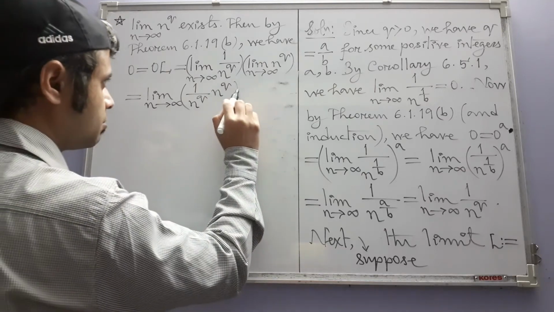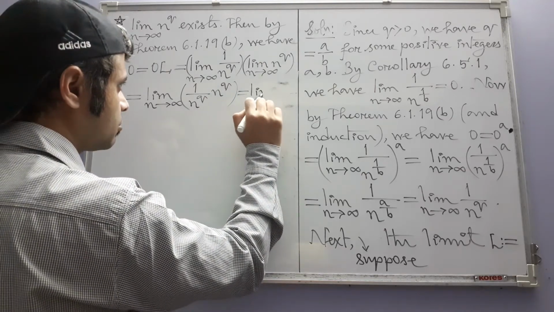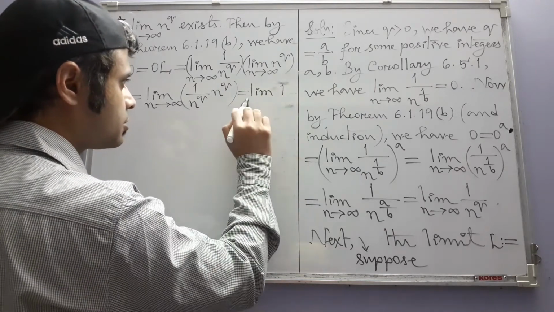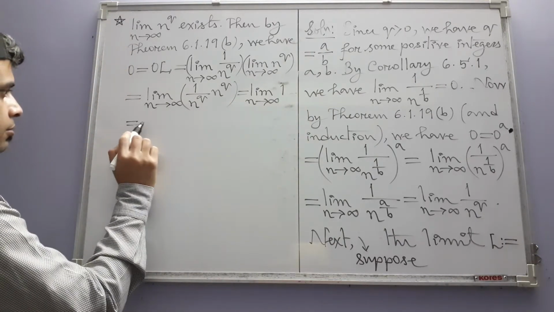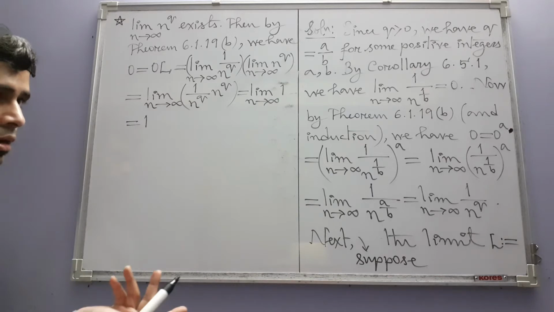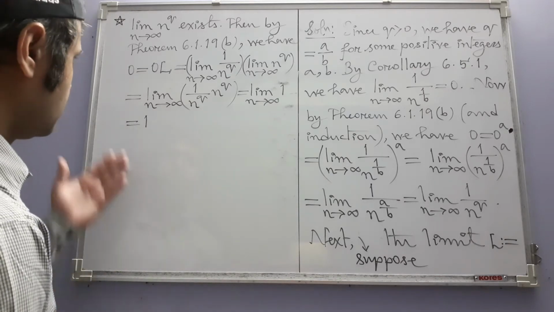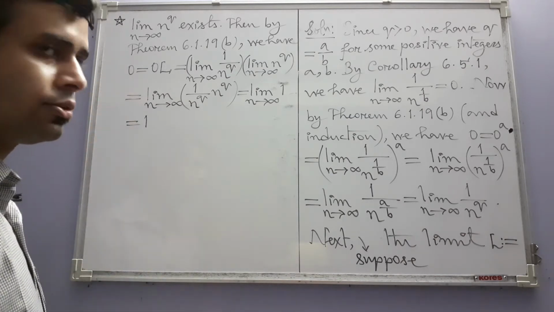And which becomes the limit of the constant sequence 1. All of those terms are equal to 1. And we know that that limit is 1. So we have obtained this contradiction that 0 is equal to 1.